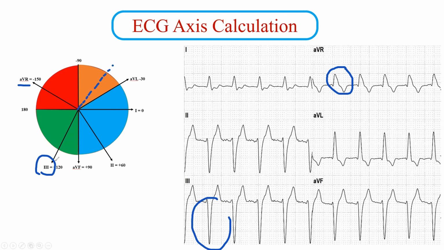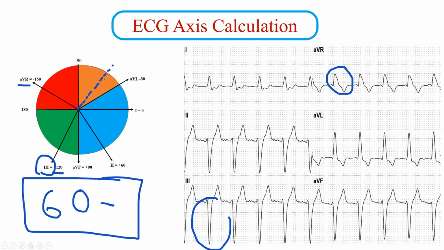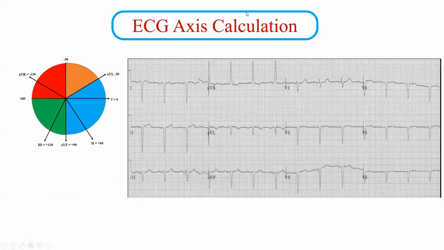So how we calculate this? We get the 120 and continue it to 180, which is 60. And we change the sign from positive to negative. So the axis will be negative 60, which is here, and this is left axis deviation. Good. The last example here, let's talk about it.